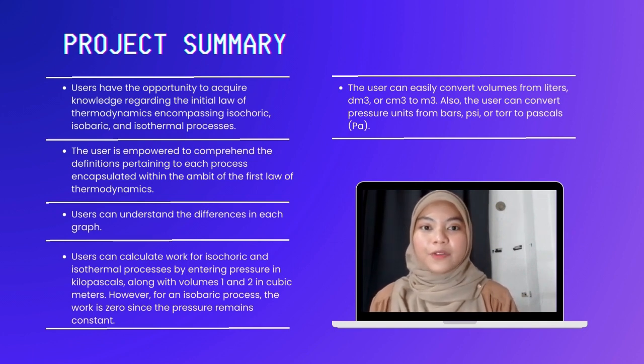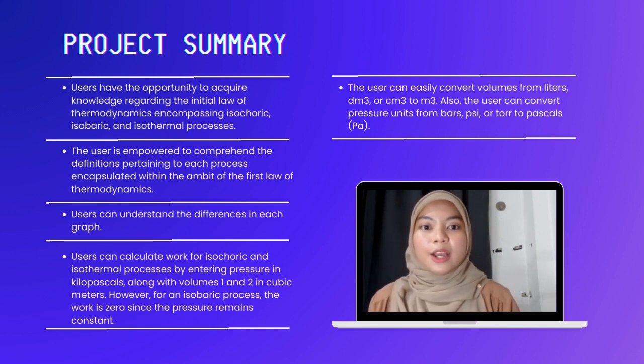For your information, graphical user interfaces, also known as GUIs, simplify how we interact with computer programs. They use easy to understand visual elements like buttons and icons, making it simple to control software by clicking and pointing. In the context of the first law of thermodynamics in our GUI, users can explore isochoric, isobaric, and isothermal processes. This helps users grasp the fundamentals of energy conservation in these processes. Our GUI also enables users to see graphical representations, aiding in understanding the distinction between each type of process.